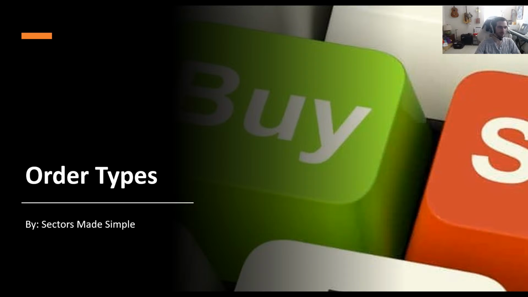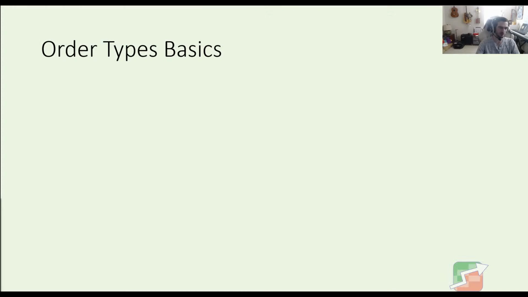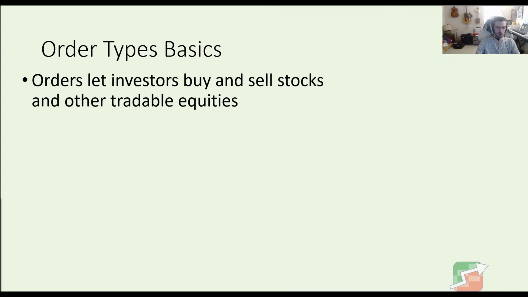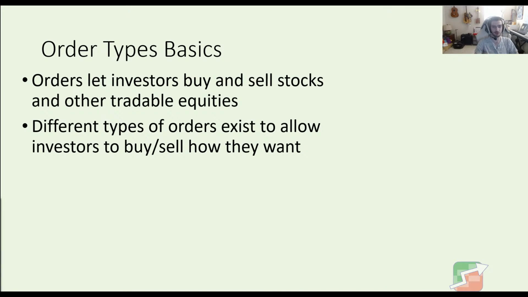So today's presentation is going to be on order types. So we're just going to go really quickly through the basics. Orders is a fancy term for going out and saying, I want to buy or sell something. You don't just run outside into the street screaming, selling Tesla $410 a share. No, you place an order in the market. And the order is what you want to sell, how many shares of it you want to sell, and how you want to sell it. So different types of orders exist to allow investors to buy and sell exactly how they want.